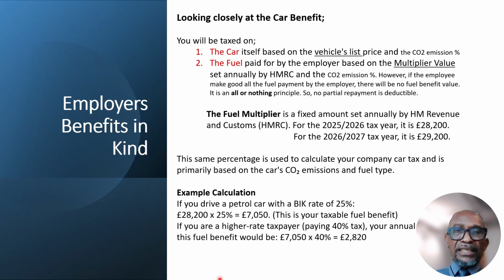Now, the actual tax itself will depend on your category, and whether you are a basic rate payer, higher rate payer, or additional rate payer. For a basic rate taxpayer, it will be 7,050, which is value times 20%. For a higher rate taxpayer, it will be 7,050 times 40%, and so on, depending on the band you fall into.